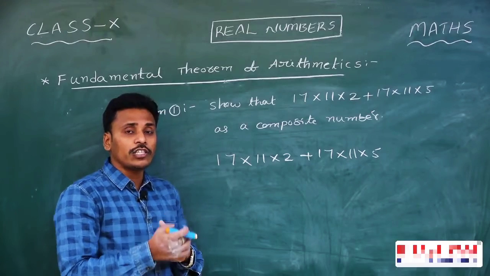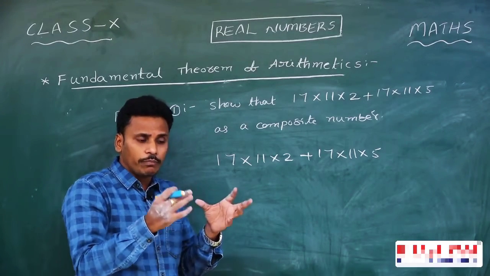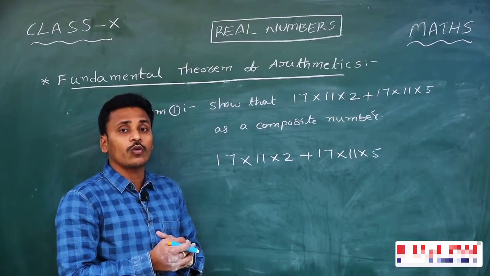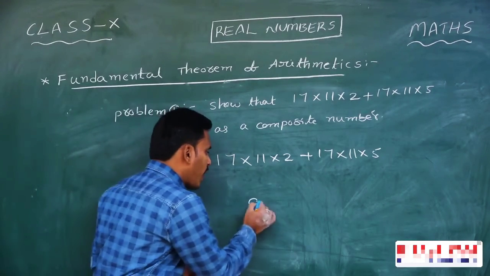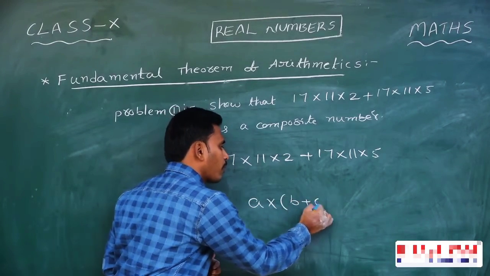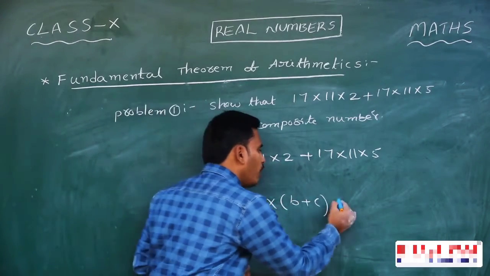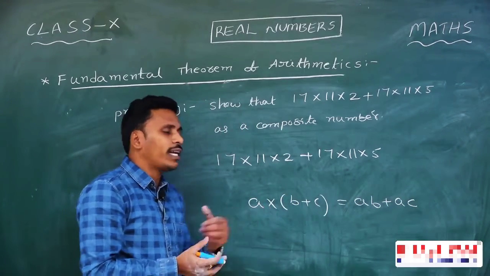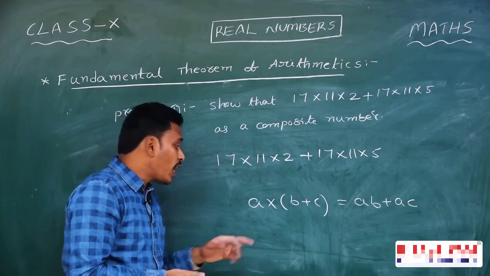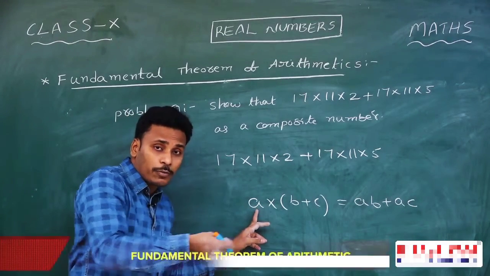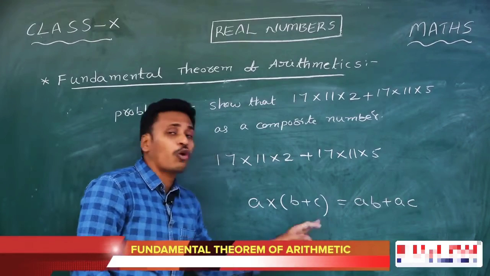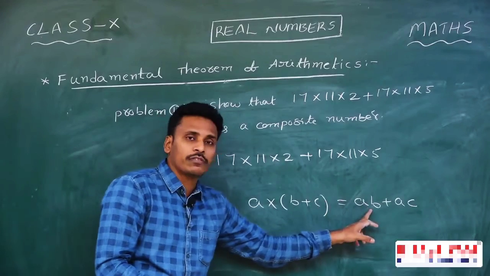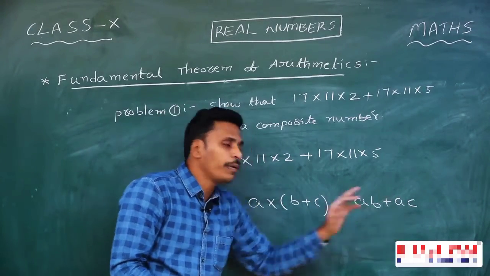I recall a property of numbers which we call the distributive property, which you learned in your earlier classes. Suppose I have a into b plus c. We will write it as ab plus ac. Usually we call it the distributive property. Why? Since we are distributing this a to each and every number inside the bracket. If you distribute a for b, it becomes ab. If you distribute a for c, it becomes ac.